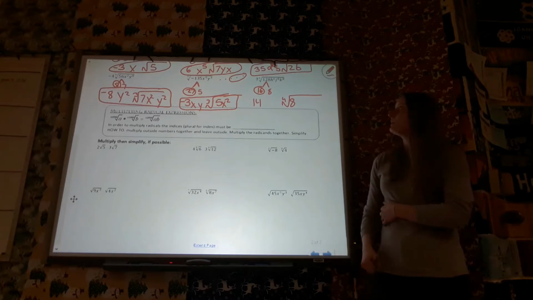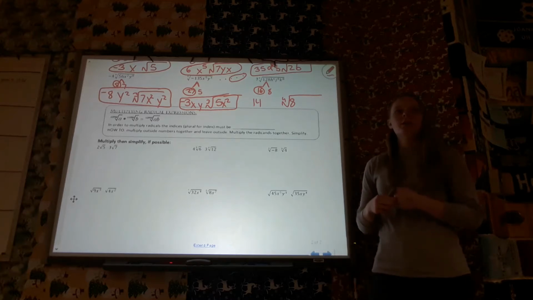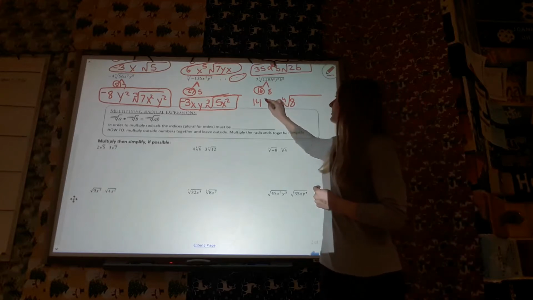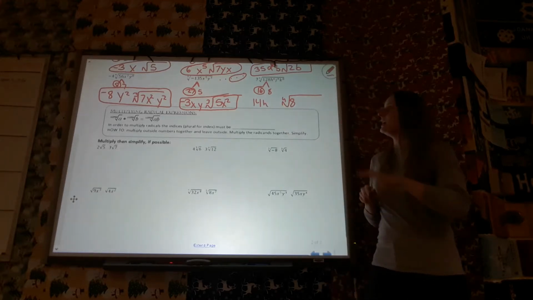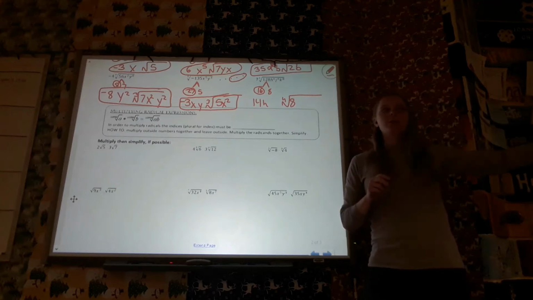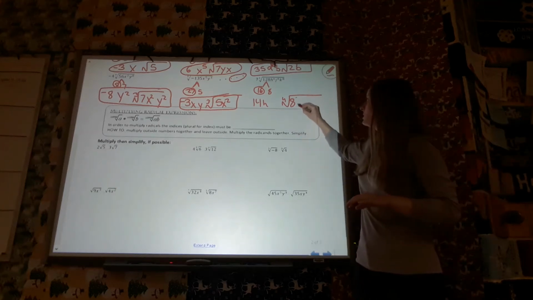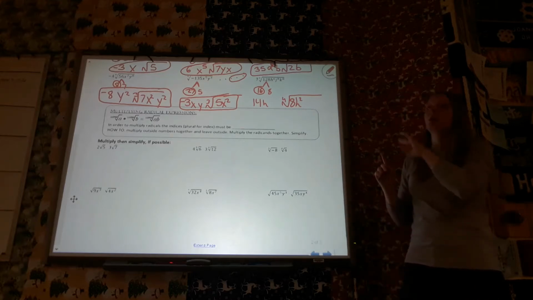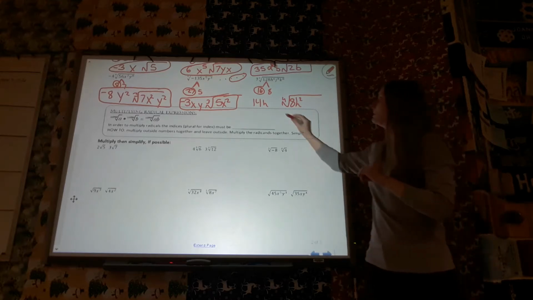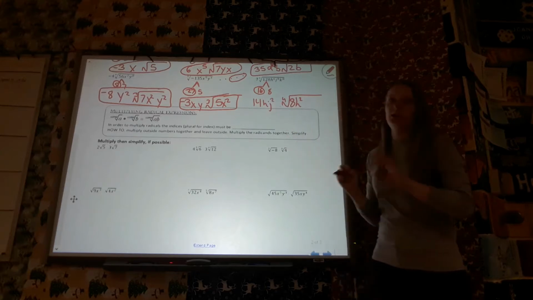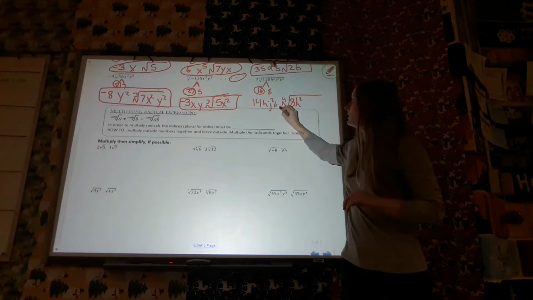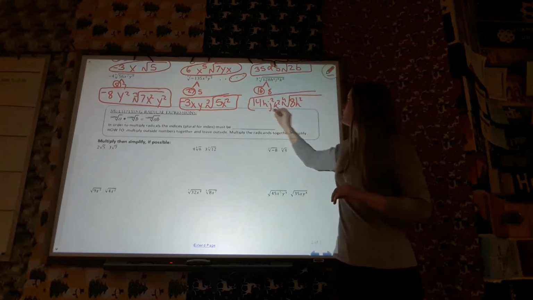Alright, now the variables. The index is 4. How many 4s are in 6? 1. Only 1. Okay. So if I take the 4 away from the 6, how many are left? 2. So I have h squared on the inside. Right? How many 4s are in 8? 2. How many left over? 0. Right, how many 4s go into 8 again for the k? 2. Nothing left over.